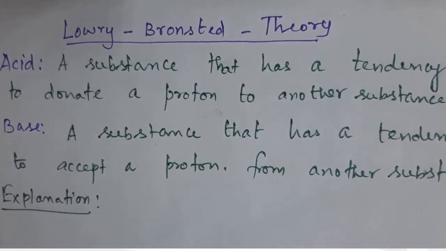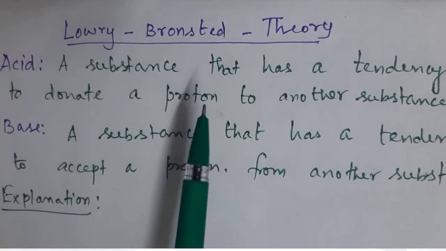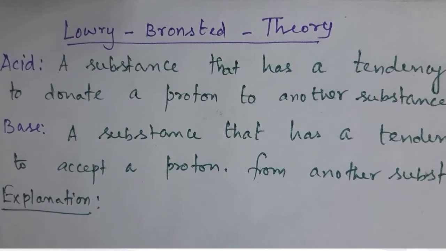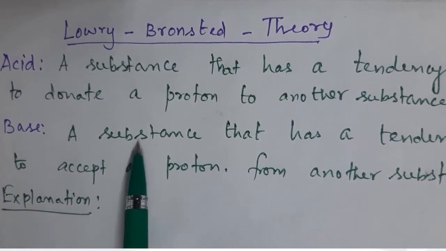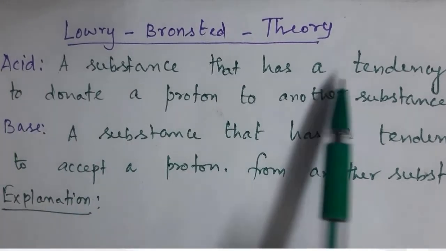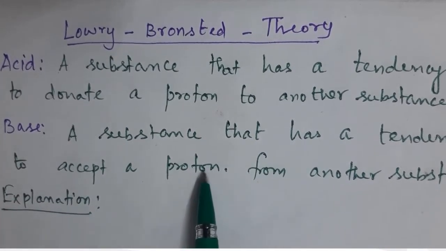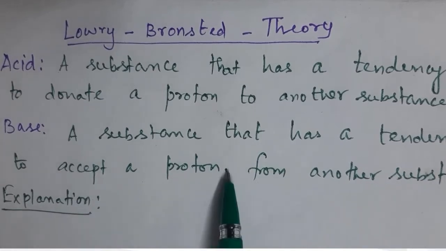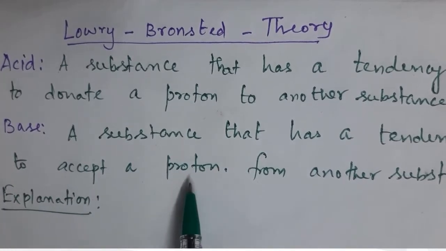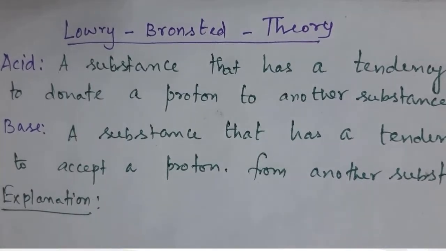What is that Lowry-Bronsted concept? According to this, an acid is a substance that has a tendency to donate a proton to another substance. A base is a substance that has a tendency to accept a proton. Acid donates a proton, and base is the substance that accepts a proton from another substance. So simply said, acid is a proton donor and base is a proton acceptor. And so Lowry-Bronsted theory is also known as the proton theory.